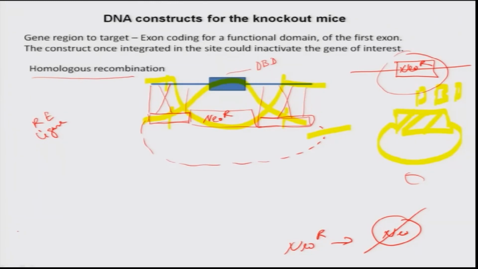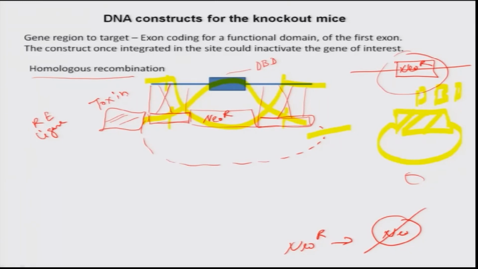When you make a construct, for example, in this region you add another coding region. Now, this coding region codes for a protein which could be a toxin, meaning if this protein is expressed, the cell would die. So, if the DNA having the toxin and the neomycin resistance gets integrated anywhere in the genome, then that would result in the death of the cell because the toxin is expressed.